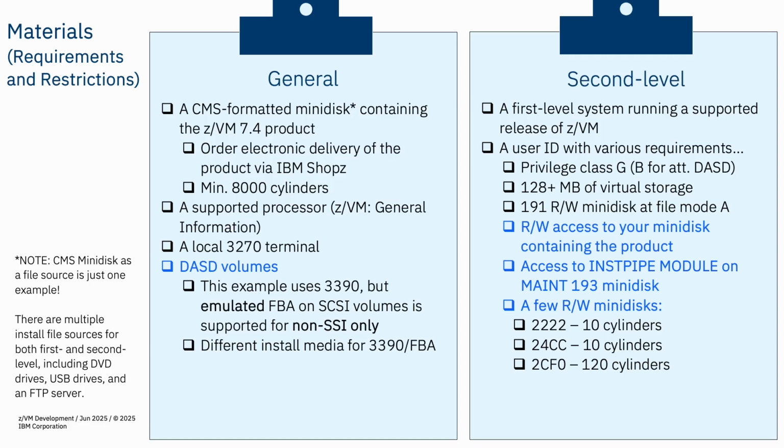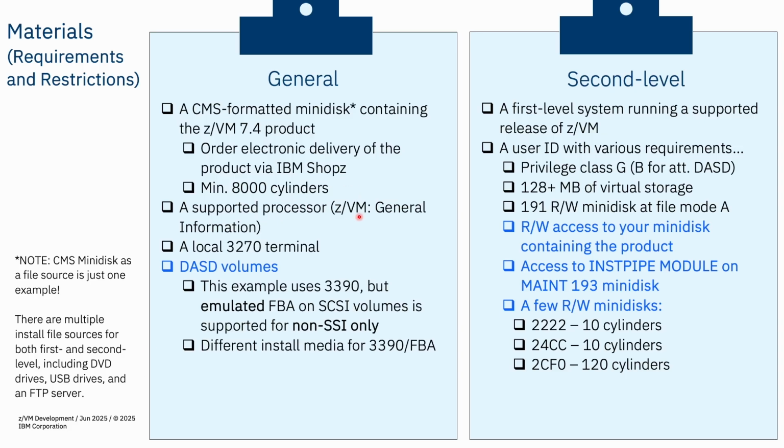The first thing we're going to need to do is order electronic delivery of the z/VM 7.4 product via IBM ShopZ. When your order comes in, it'll include install media for both 3390 and FBA, so be sure to download the right kind for the DASD that you plan to install to. Then, once you have that media, you'll need a way to get it onto your system so that we can install it second level. In this case, we'll be using a CMS formatted minidisk, which will be accessible from our existing first level system, and to which we have loaded the z/VM 7.4 product. You can see the z/VM installation guide for some other options of ways to get this onto your system.